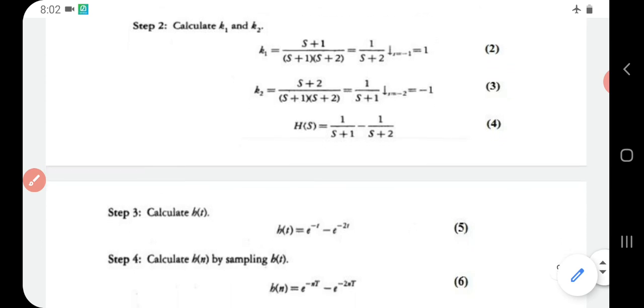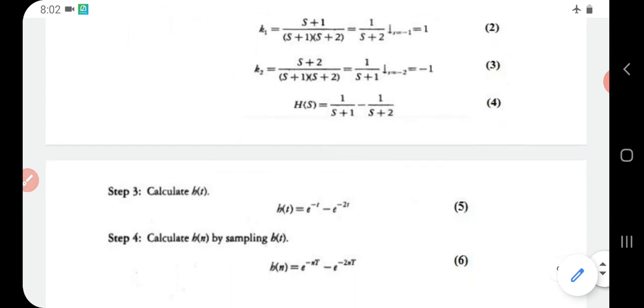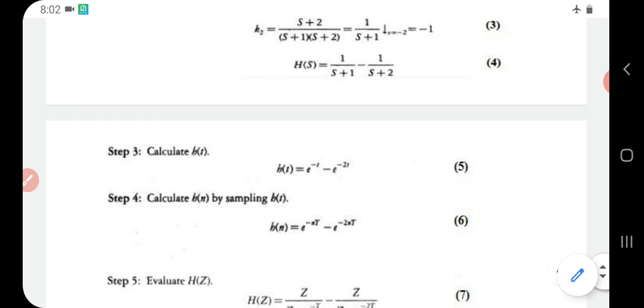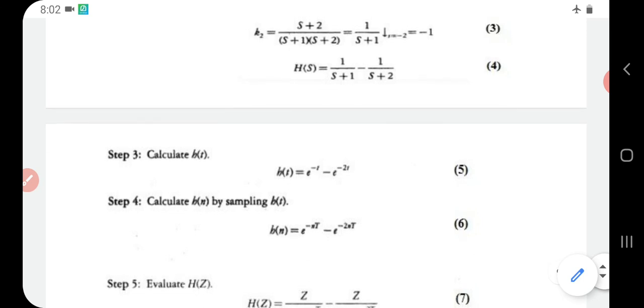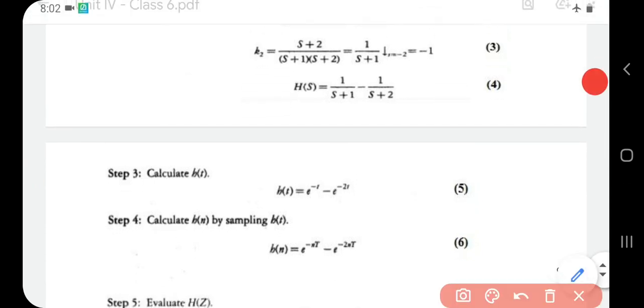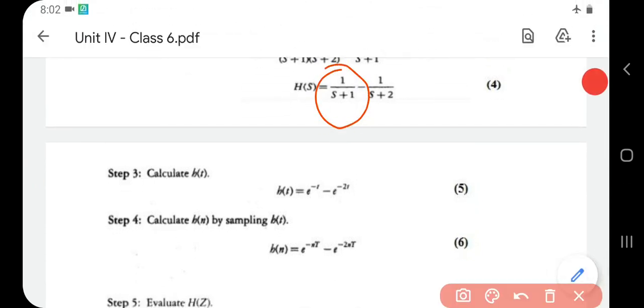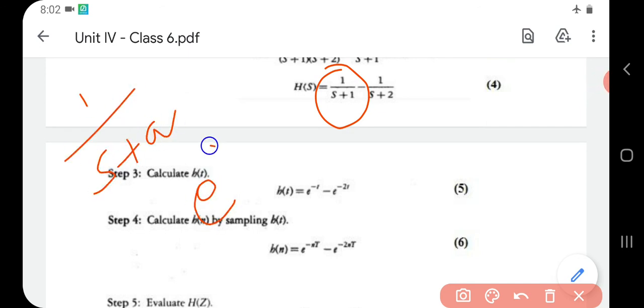Now you have to convert it into a digital system. The next step is to calculate h of t. How will you calculate h of t? 1 by s plus 1 is of the form 1 by s plus a, which corresponds to e raised to minus a t. You have studied this in Laplace transform, right? In place of a, here it is 1. So 1 by s plus 1 will be e raised to minus t, and so on.